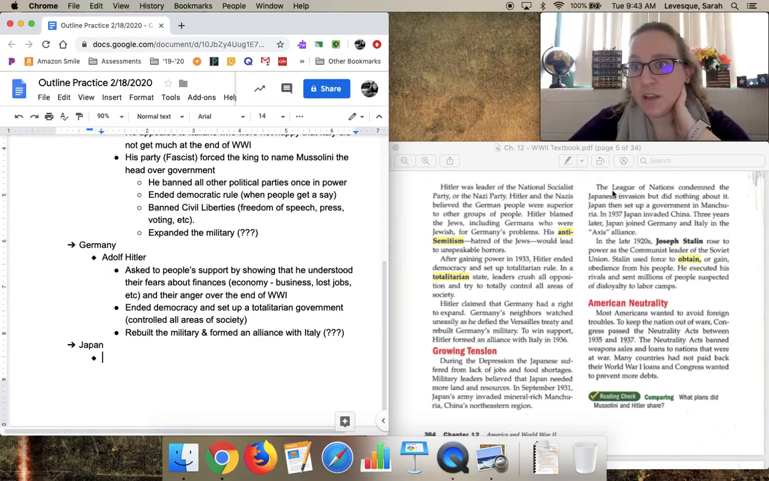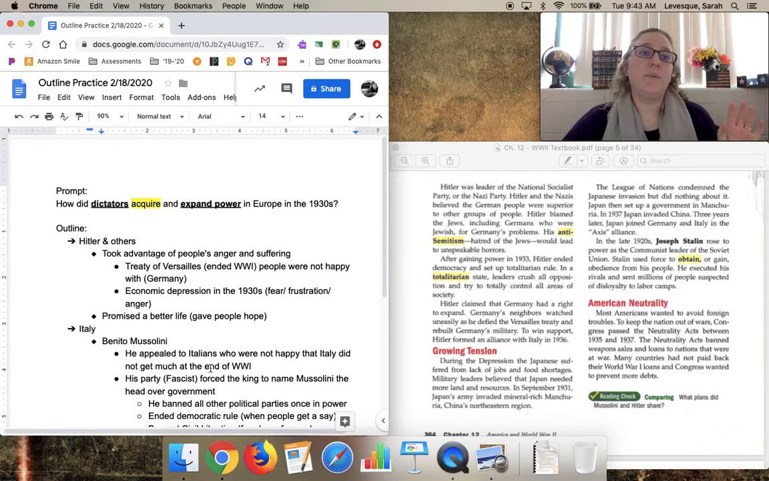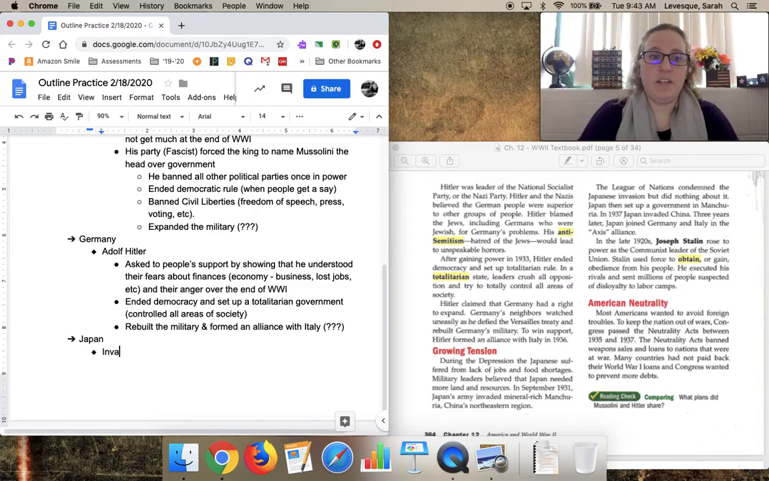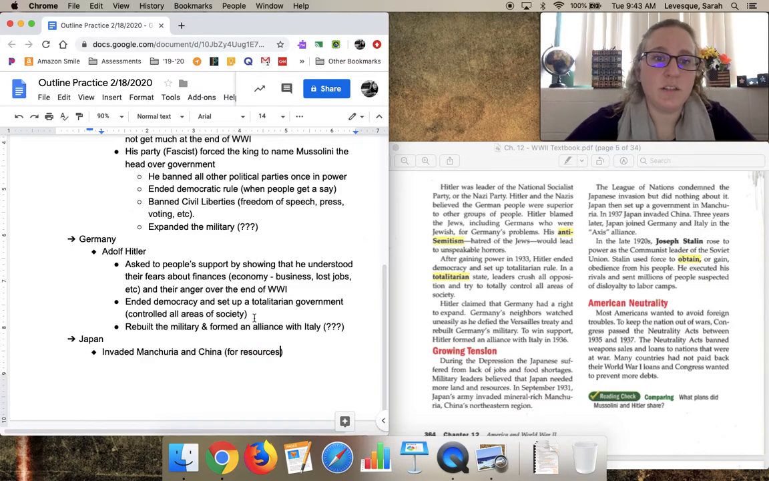Now we're up top. The League of Nations condemned Japan's invasion but did nothing about it. Japan set up a government in Manchuria. Japan invaded China. Three years later, Japan joined Germany and Italy in the Axis alliance. Okay, so what did Japan do to acquire and gain power? Invaded Manchuria and China for resources. Oh, my spelling, don't judge me.